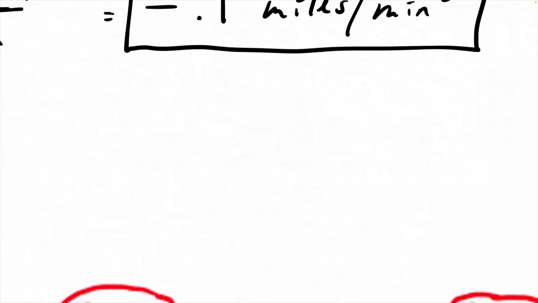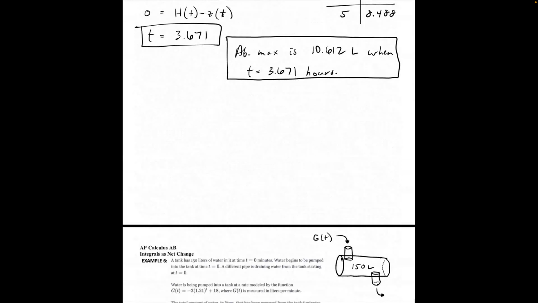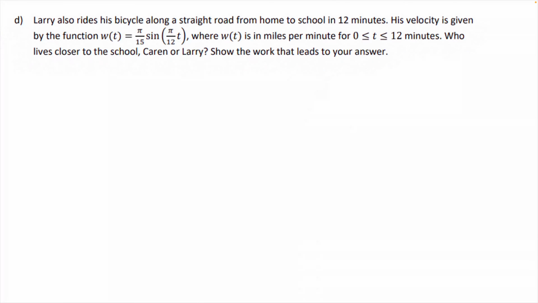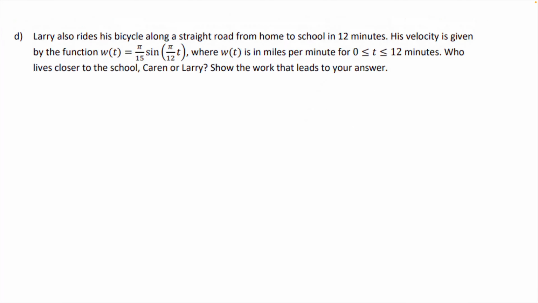All right, last one, letter D. Okay, so Larry also rides his bike. So Larry's also riding his bike along a straight road from home to school in 12 minutes. So his trip takes the same amount of time, 12 minutes. He's also riding his bike to school. His velocity is given by the function w of t. So now we have, hers is the graph. His rate, how do we know it's a rate? It's velocity. Velocity is a rate. Is given by w of t.